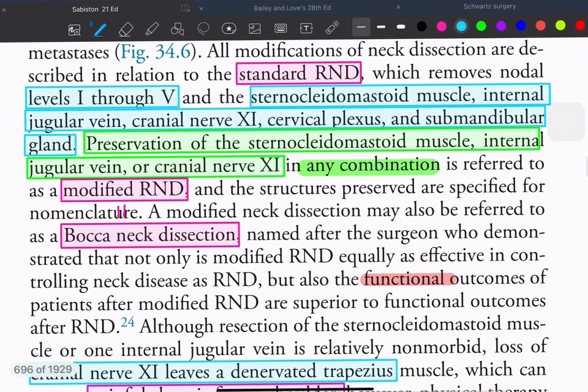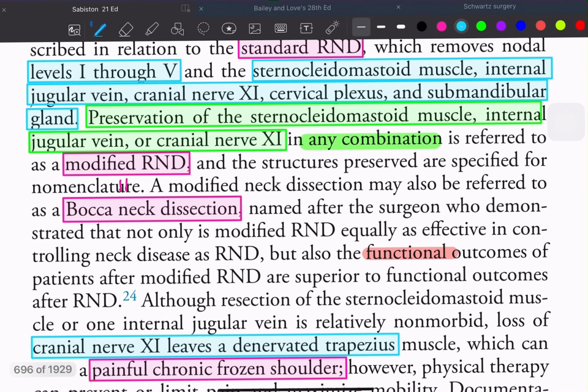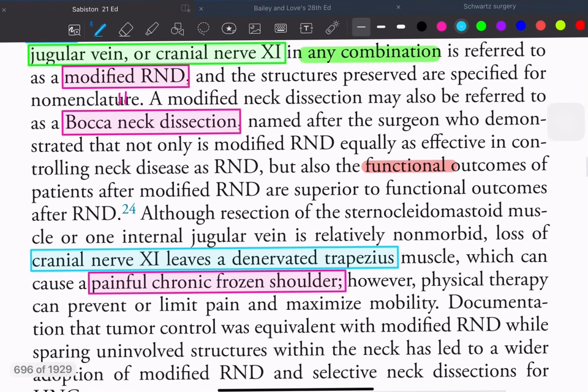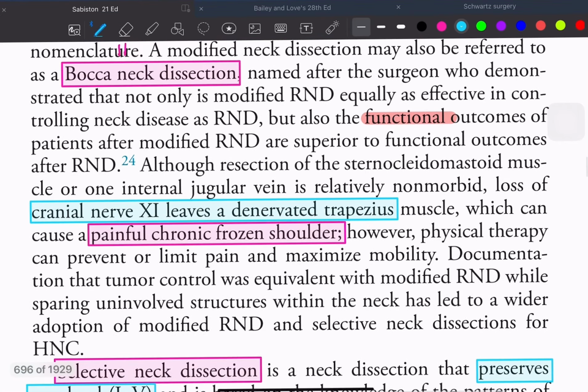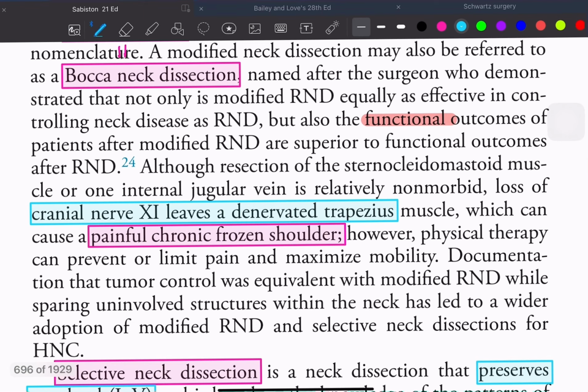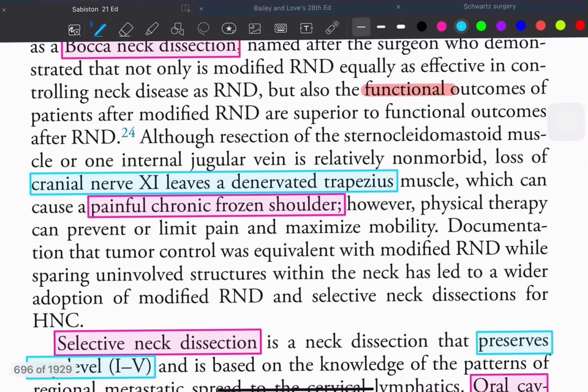Modified radical neck dissection is also called Bocca neck dissection. This has also been asked. Modified is Bocca. And when you cut the spinal accessory nerve, it leads to trapezius paralysis. This condition is known as painful chronic frozen shoulder. So it's a painful, chronic frozen shoulder.